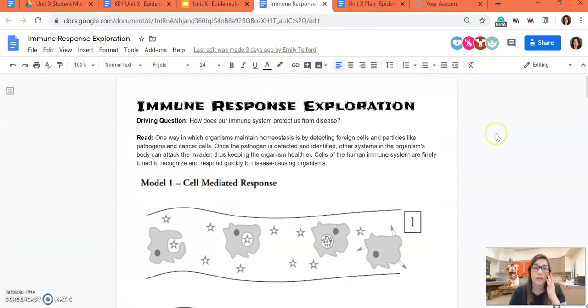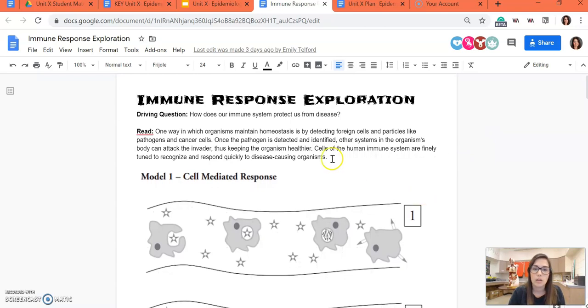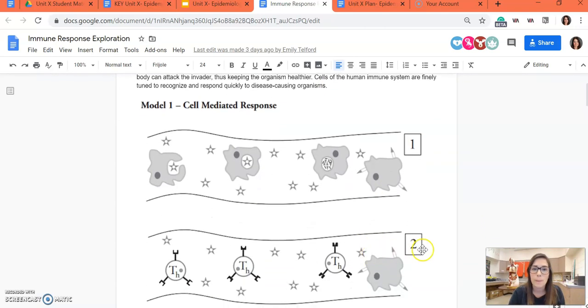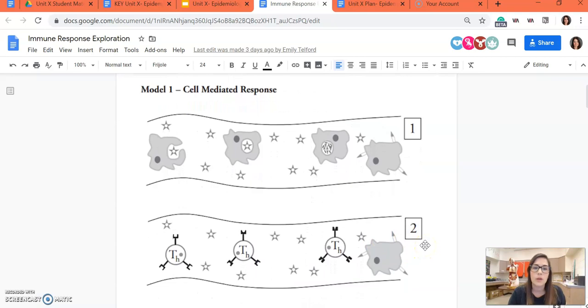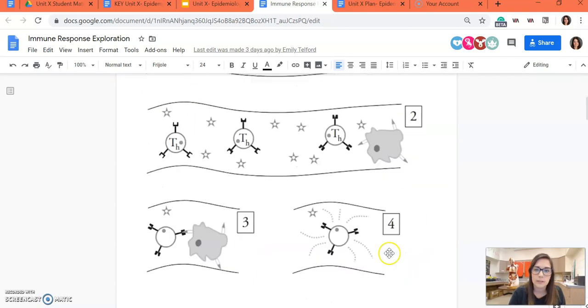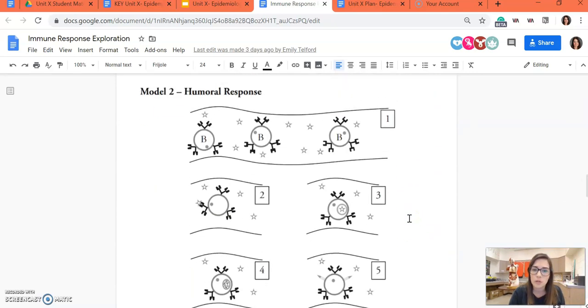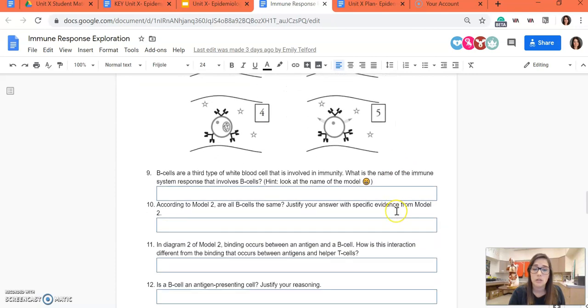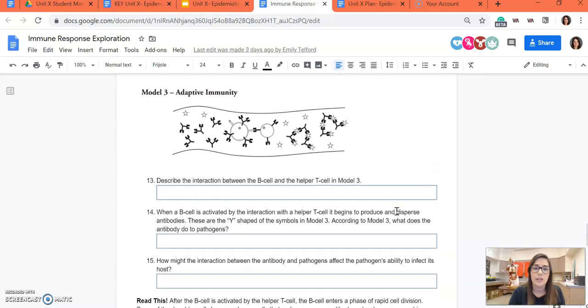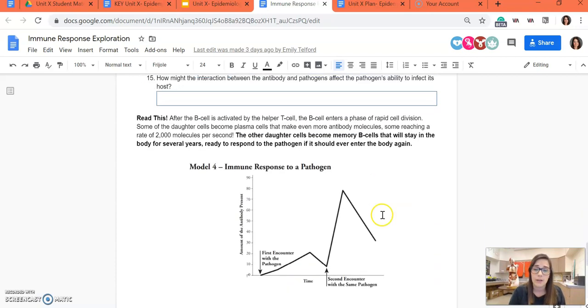So let me bring this up. It looks like this, the immune response exploration. Make sure you're reading all of the text. You have a few models to look at. One model, which is very simple, is the cell-mediated response with a few prompts. You're going to look at the humoral response with B cells and a few prompts. And then the last process, adaptive immunity, so how B cells and T cells work together to make antibodies and why those antibodies are so important in fighting infection and in fighting pathogens.